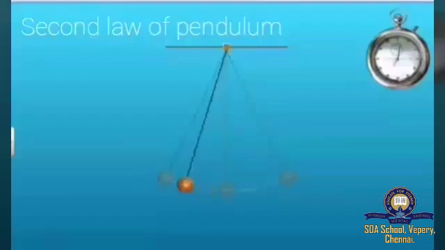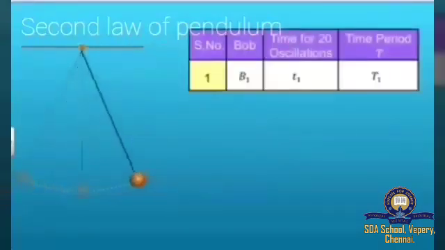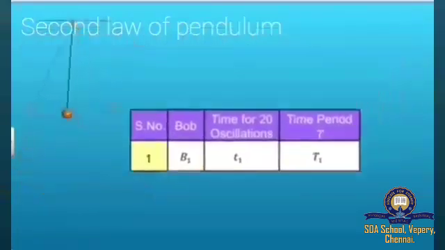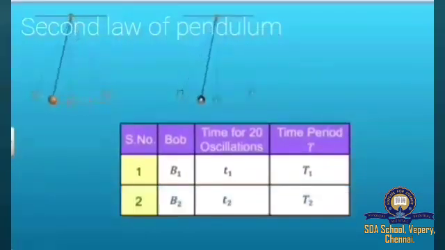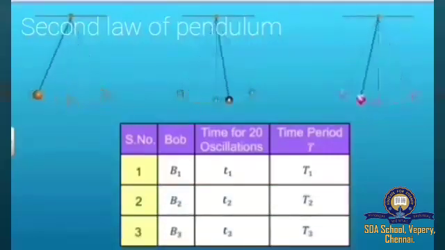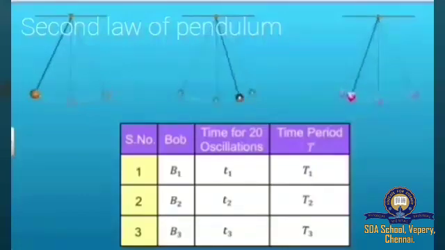Start the stopwatch when the bob is at one of the extreme positions. Count 20 oscillations and stop the stopwatch. Note the time taken for 20 oscillations. Calculate the time taken for one oscillation, which gives the time period of the simple pendulum. Tabulate the readings. Now, repeat the procedure with the second ball and the third ball by keeping the length of the pendulum and the amplitude the same. Then tabulate the readings.